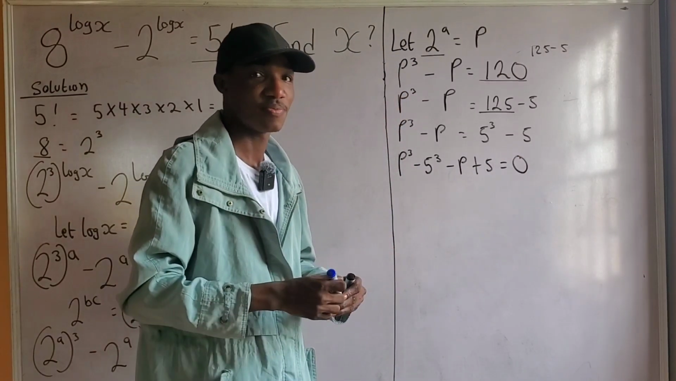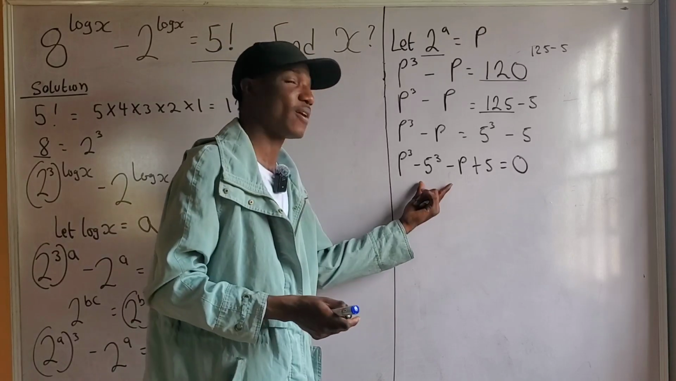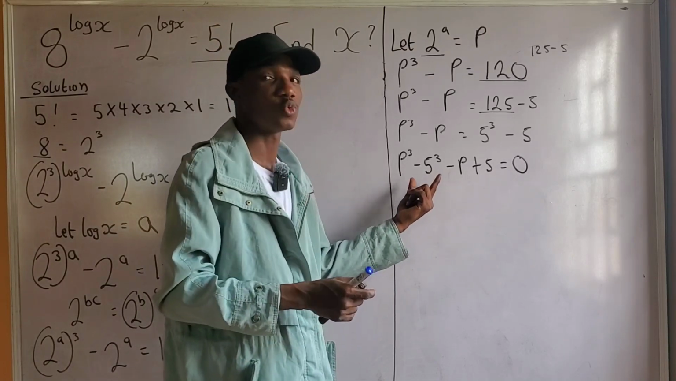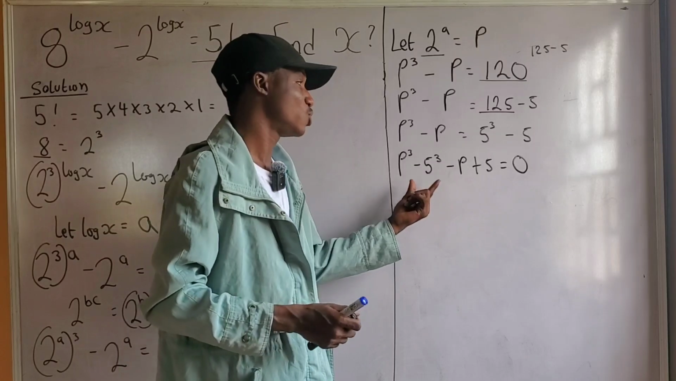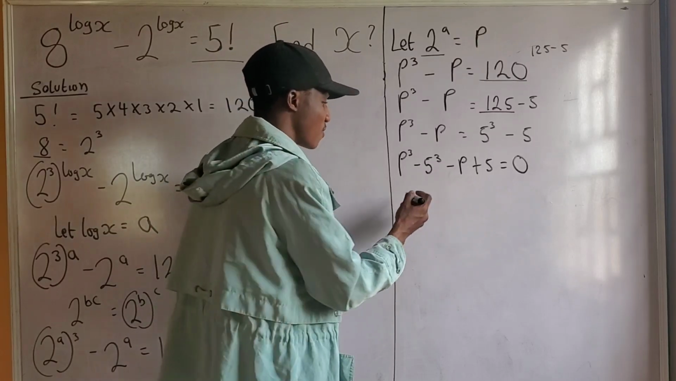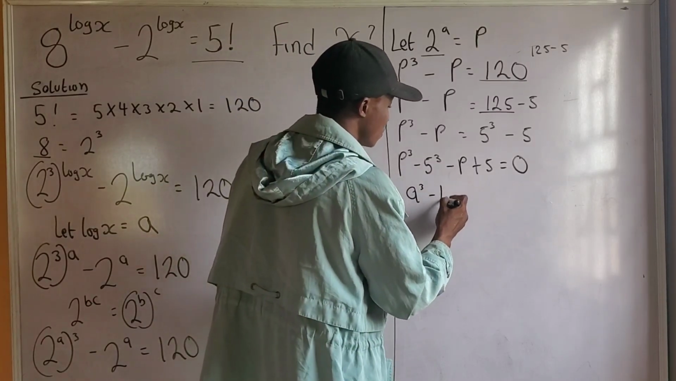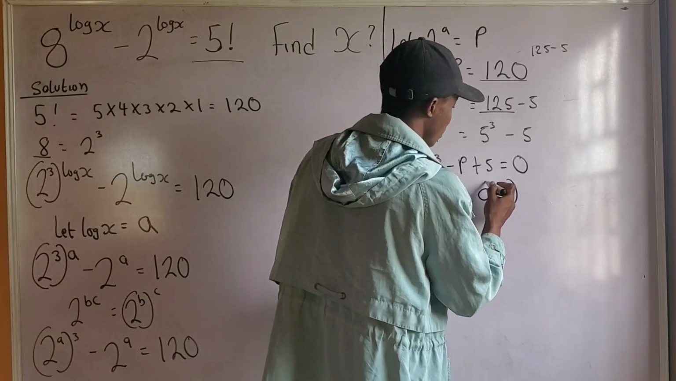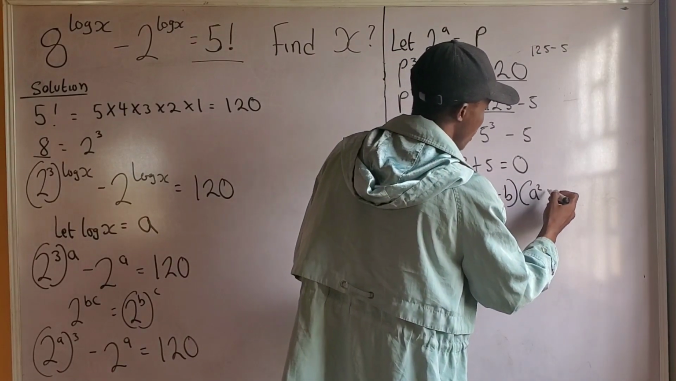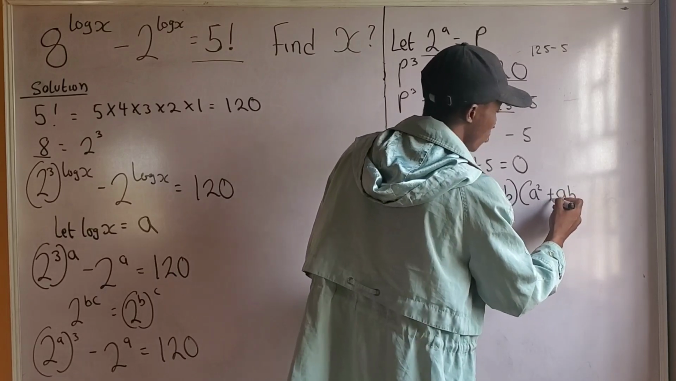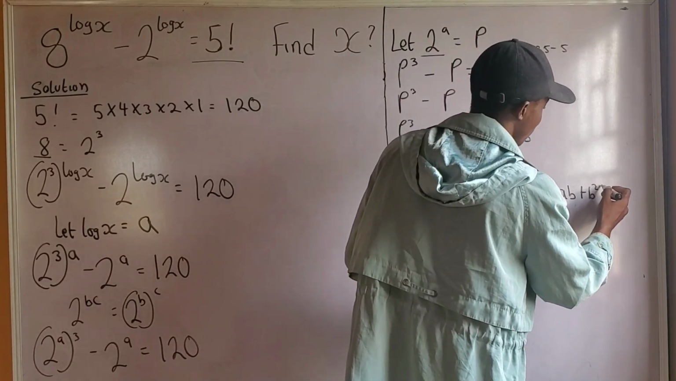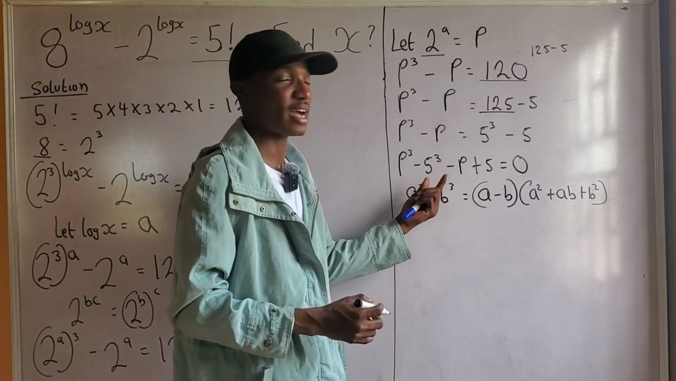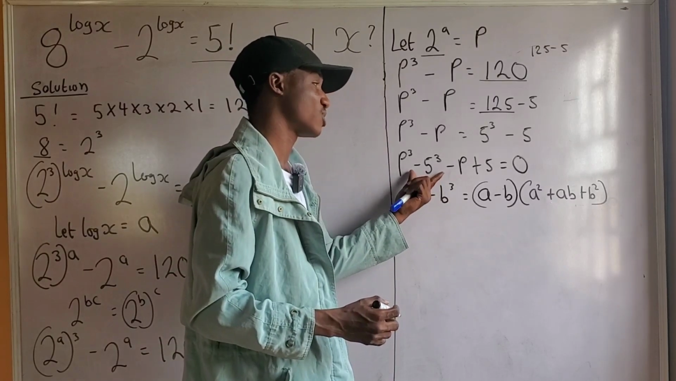Do you understand? Okay? Do you know the reason why I use this approach? It is because I want to use difference of 2 cubes. Do you understand? I want to use difference of 2 cubes. For example, if you have a raised to the power of 3 minus b raised to the power of 3, this can be written as a minus b multiplied by a squared plus ab plus b squared. Do you understand? I want to use these properties.